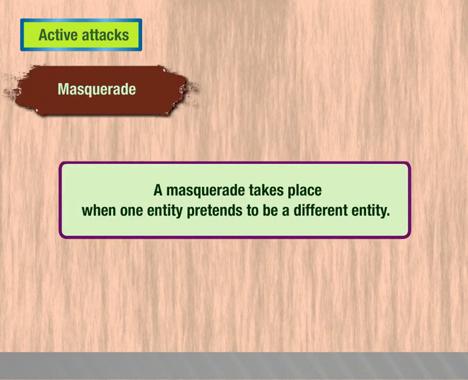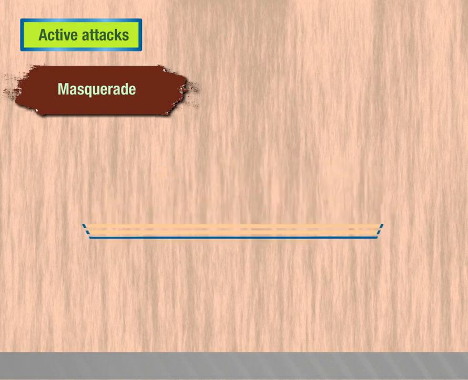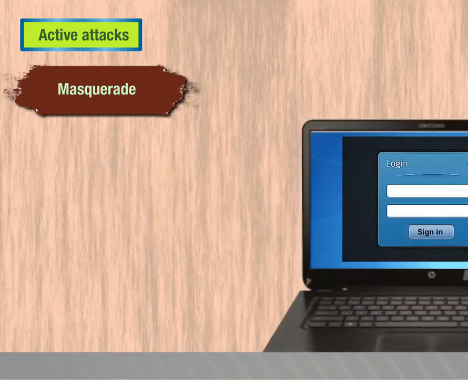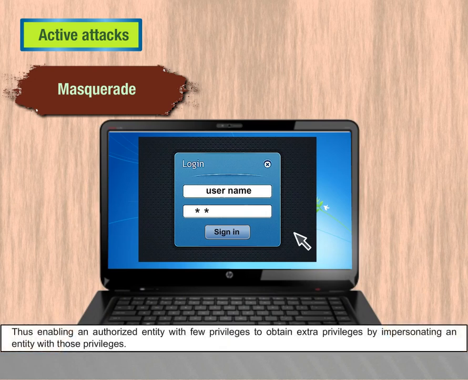A masquerade takes place when one entity pretends to be a different entity. A masquerade attack usually includes one of the other forms of active attack. For example, authentication sequences can be captured and replayed after a valid authentication sequence has taken place, thus enabling an unauthorized entity with few privileges to obtain extra privileges by impersonating an entity with those privileges.